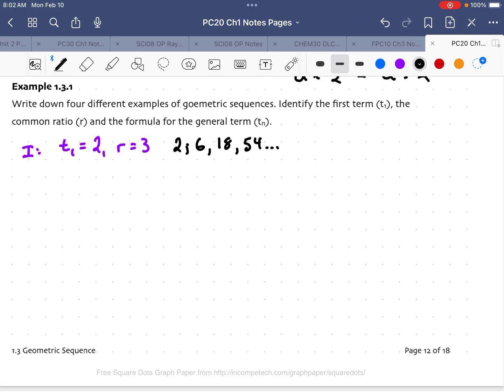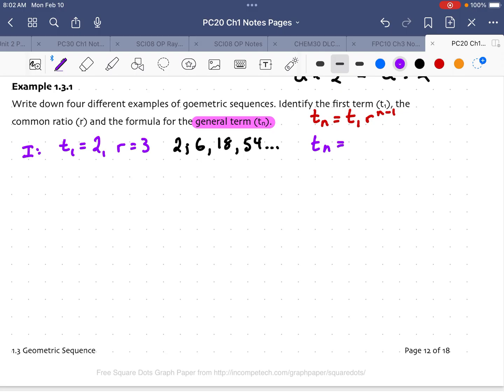Now, the formula for the general term, we write this down. Term n is equal to our first term times our common ratio to the n minus 1. And when we want the general term, basically we're going to have this and this remaining as variables. So let's do that for this one.